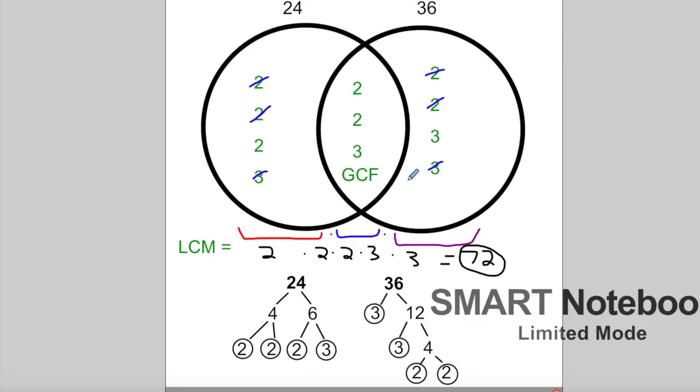Now, quickly to find the GCF, we can look at just the prime factors that they have in common, so this area in the middle, and we can find the product of these. So we take 2 times 2 is 4 times 3, and we have the greatest common factor of 12. So there it is. There's your second example. You are ready to go. You know how to find the LCM and GCF of any two numbers using a Venn diagram. Thanks for watching.